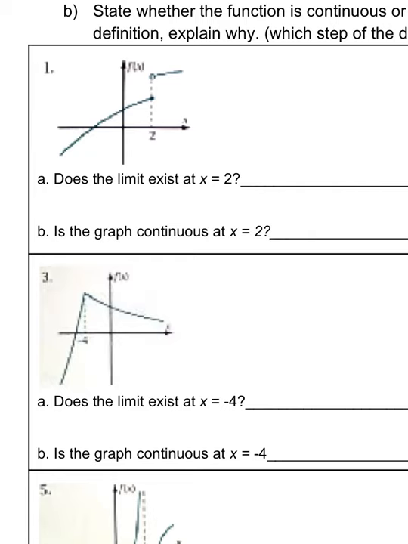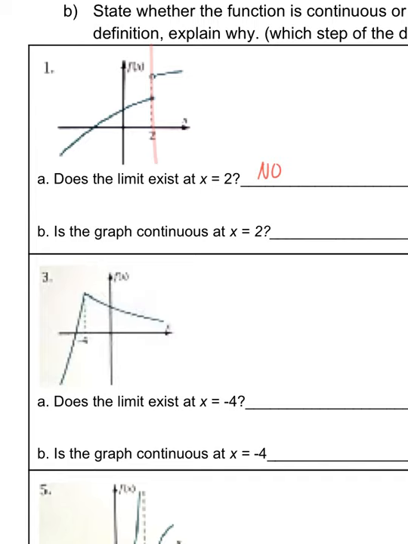Okay, 1. Does the limit exist at x is equal to 2? Put in your imaginary vertical line and trace the graph. This is coming in here on the left, but on the right it's coming up here. That is a bad date. So there is no limit.